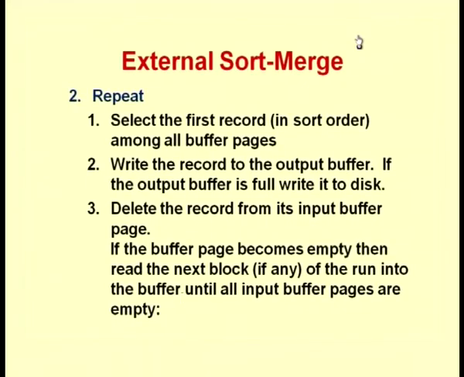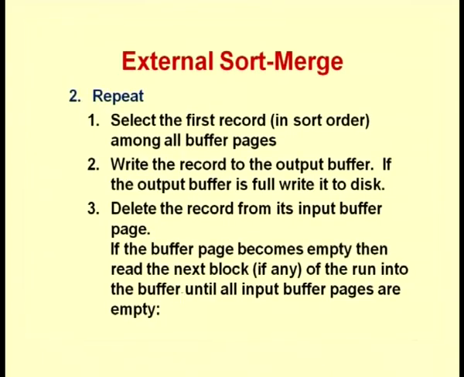What do you repeat? You select the first record in sorted order among all the buffer pages and write the record to the output buffer. If the output buffer is full, write it to disk. Then you delete the record from the input buffer. If the buffer page becomes empty, then read the next block of the run into the buffer, until all input buffer pages are empty. This is the basic way you do the external sort.